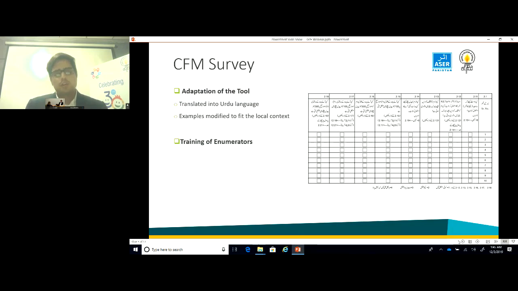For training of the enumerators, we developed a training manual which clearly specified the do's and don'ts for each of the questions. This training manual was further complemented by a training video in which different situations were enacted for better understanding of the enumerators. After the trainings were conducted, the survey was finally done in late 2018 and early 2019.